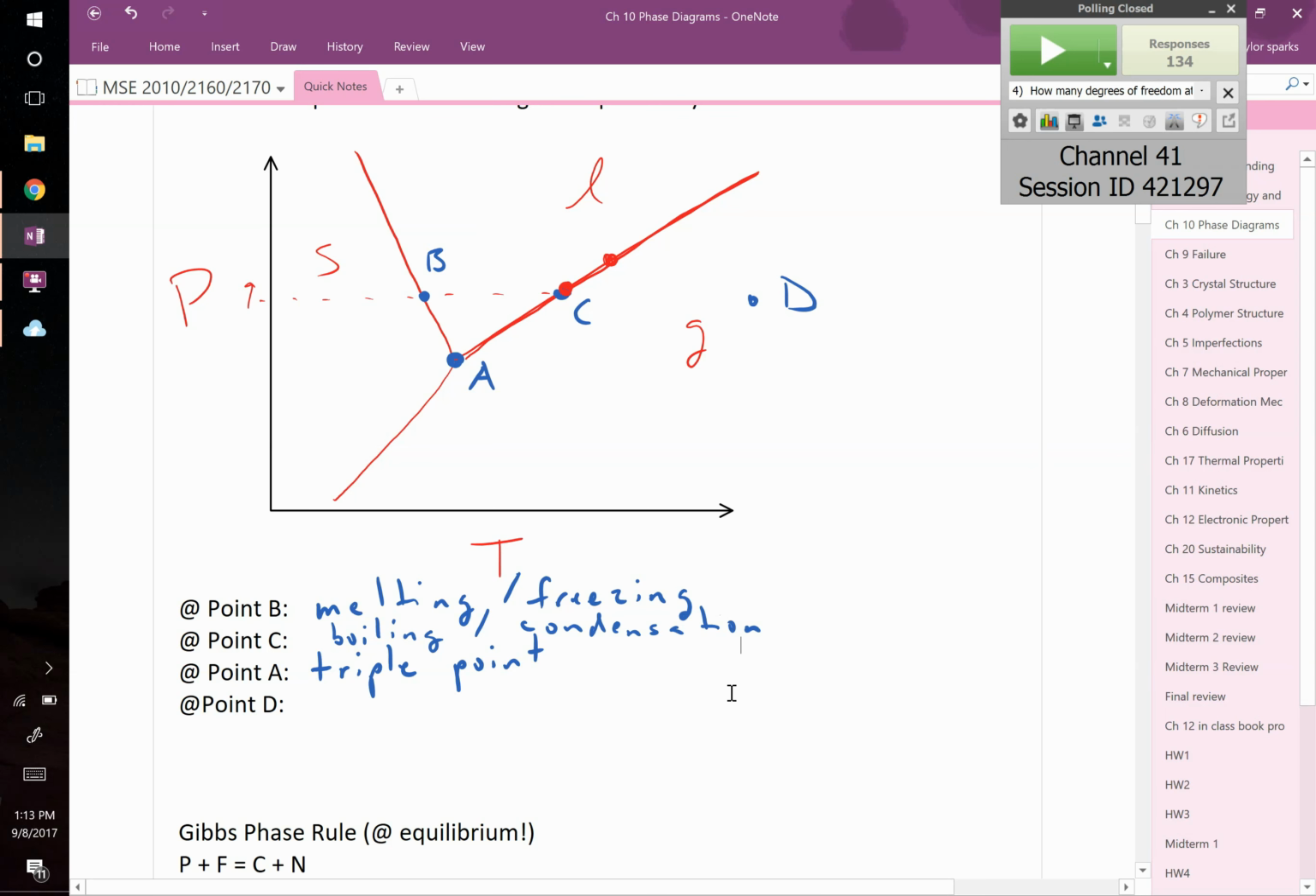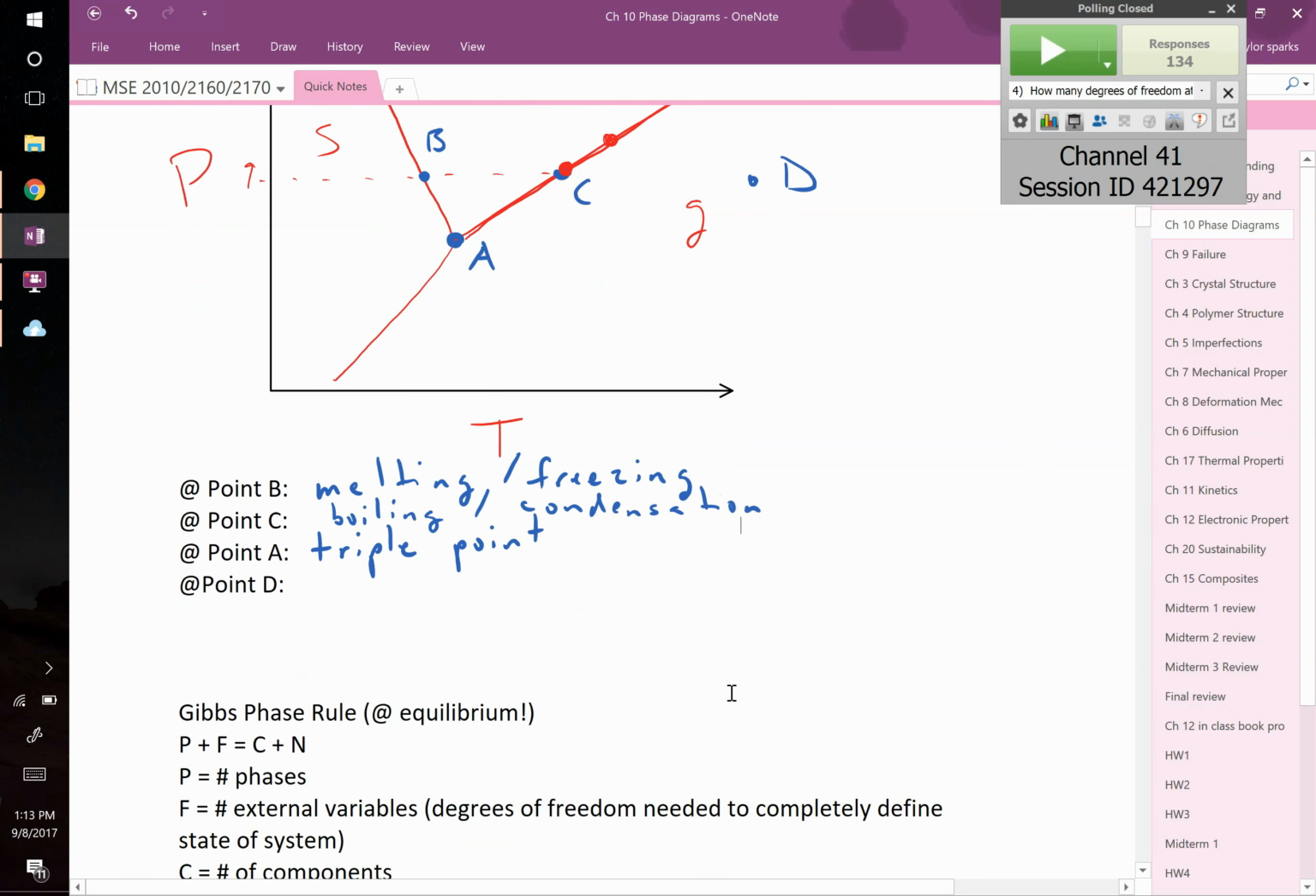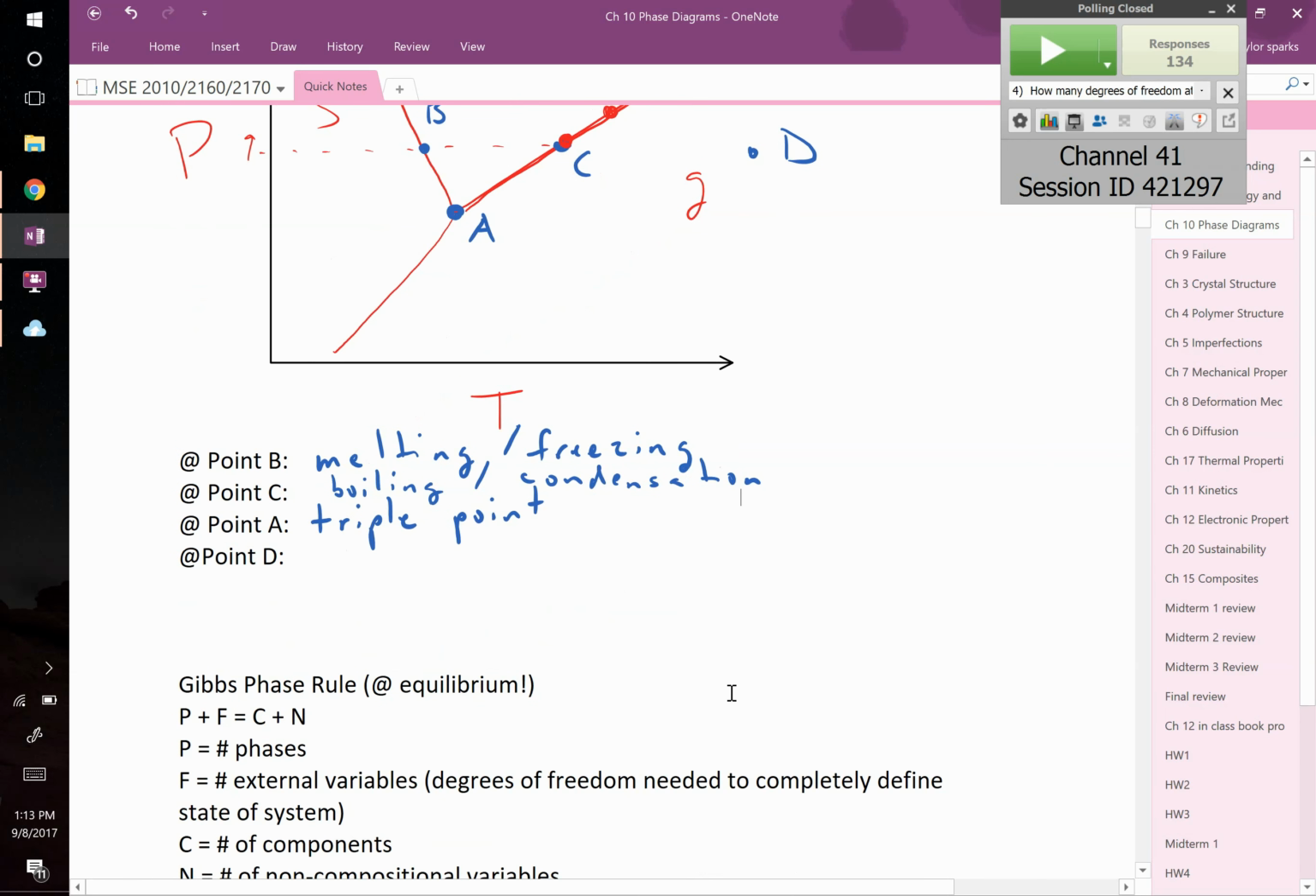Now the next thing we want to talk about is what's called Gibbs phase rule. This was the same Gibbs who was our very first PhD in this country. Kind of an important person. The same guy that Gibbs free energy is named after. Gibbs came up with Gibbs phase rule. What's useful about it is it tells us what things we can change in our system without changing the equilibrium of our phases.